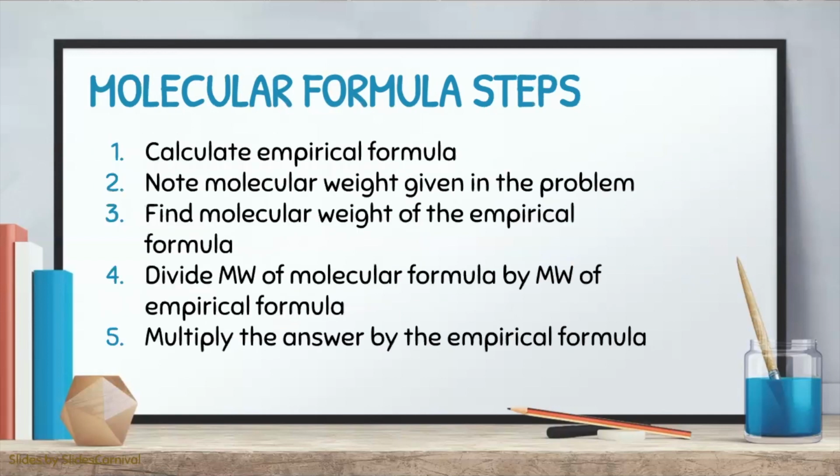Here are the steps for finding molecular formula. Once you've found the empirical formula, most of the work is already done for you. The problem will provide a molecular weight for you of the molecular formula. You will need to calculate the molecular weight of the empirical formula, then divide the molecular formula molecular weight by the empirical formula molecular weight. This will give you a number that you can multiply the empirical formula by, which then gives you the molecular formula.